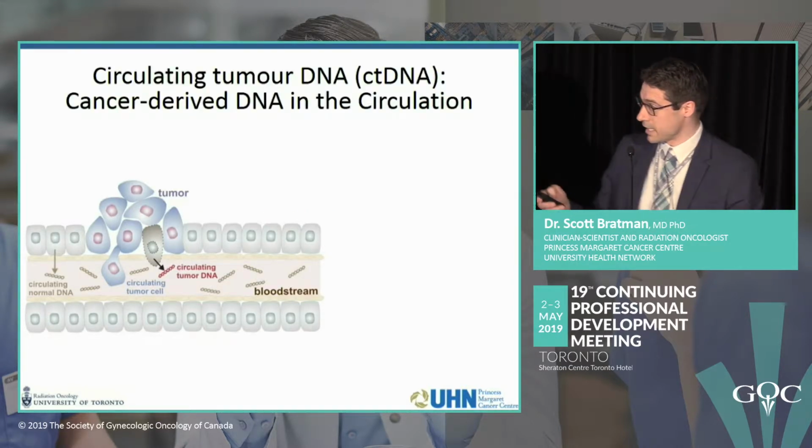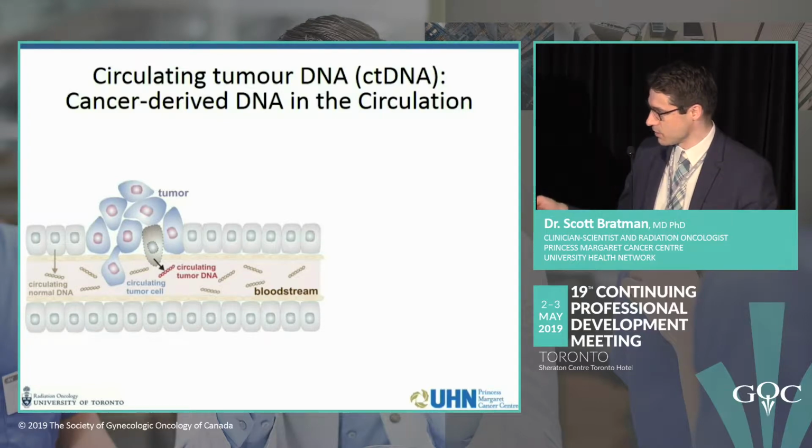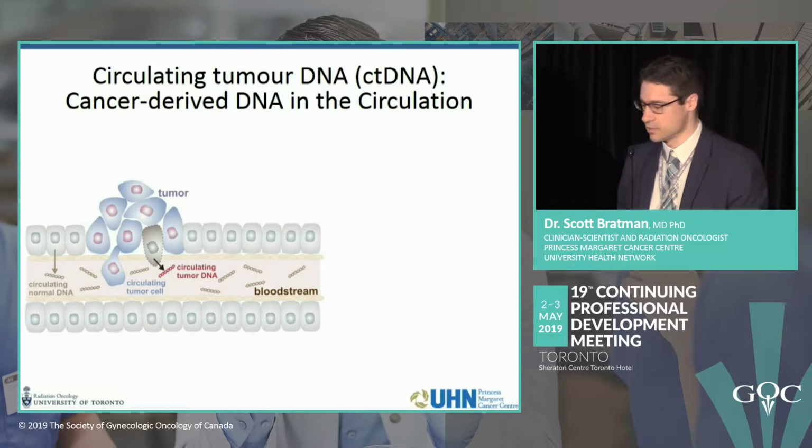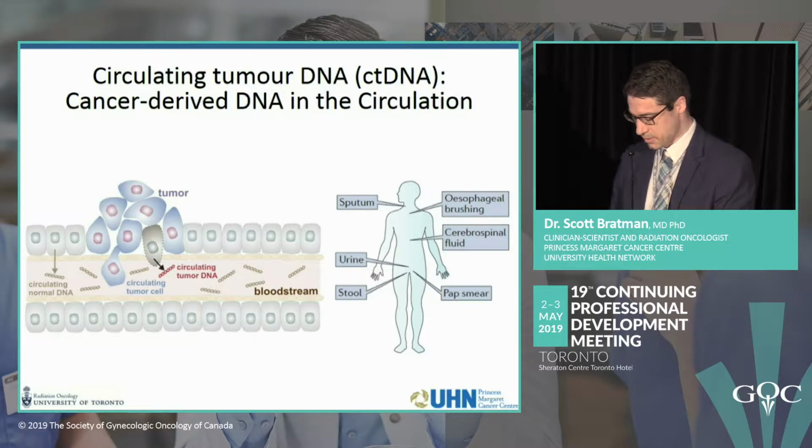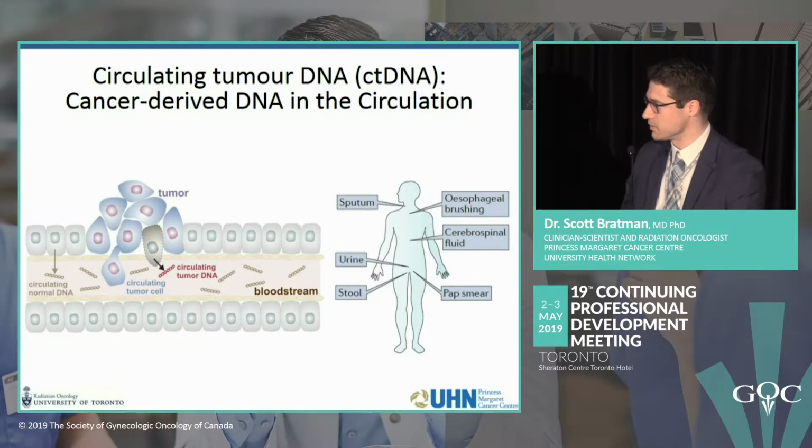So circulating tumor DNA, as it sounds, is DNA that's derived from tumors and is present in the circulation. It can be isolated from peripheral blood, plasma, or serum. And it's distinct from circulating tumor cells, which are intact cells also found in the circulation. Now, both of these can be found in a variety of bodily fluids. In particular, circulating tumor DNA, although primarily analyzed from the blood, is also found in stool, urine, pap fluid, cerebrospinal fluid, and other bodily fluids, and that may influence the clinical utility in different contexts.